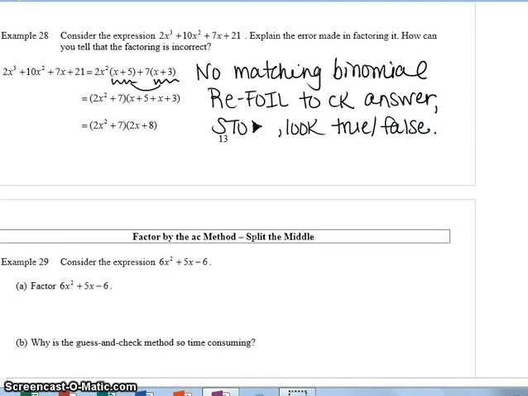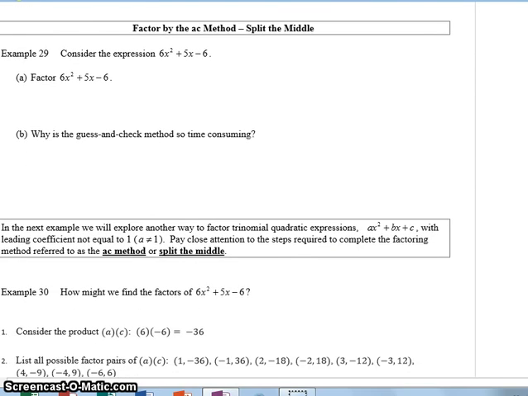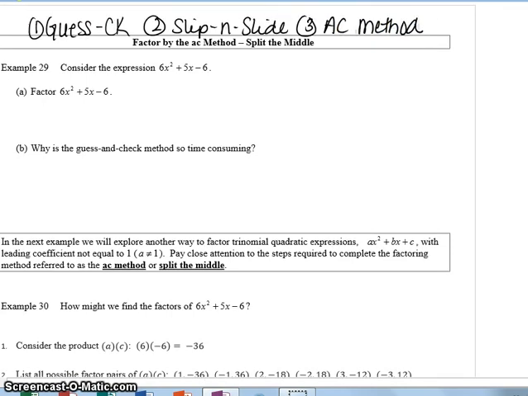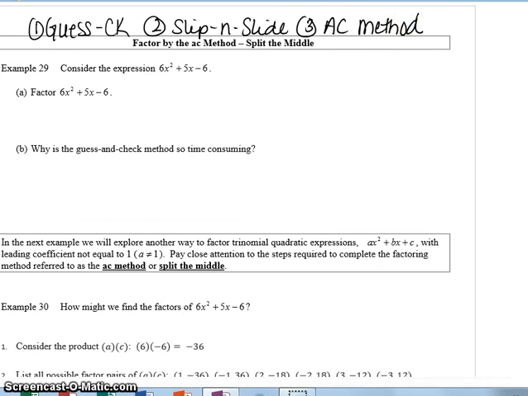Example 29. Factor by the AC method, which is also called split the middle. All right, so now you have guess and check. That's by trial and error. I taught you guys slip and slide. And now you have this AC split the middle. So you basically have three different ways that you can factor these quadratics when you have a leading coefficient greater than 1.